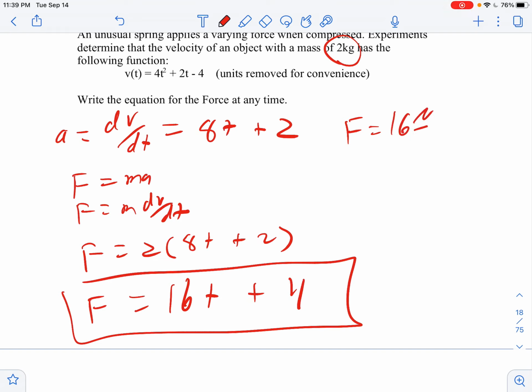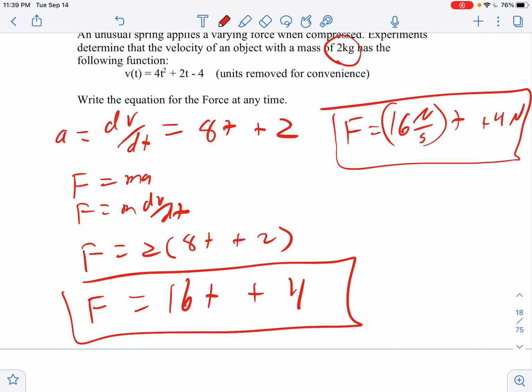I need newtons, so I'm going to do newtons divided by seconds so that when I multiply by time, which is in seconds, the seconds cancel out. So it'd be 16 newtons over seconds plus 4 newtons, and that would be the function with proper units. Technically speaking, that's the real answer.